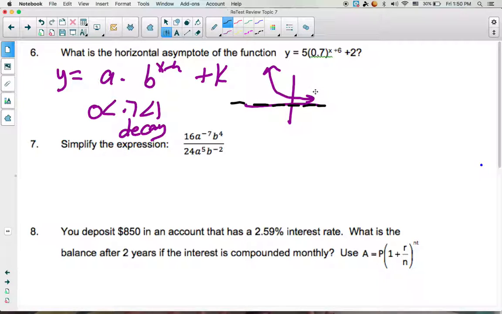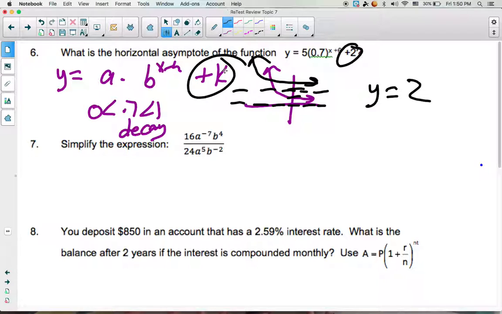So they ask us for the horizontal asymptote. Well, the k value of 2 moves the graph up or down. So if we were going to shift this up 2, the asymptote would move up 2. And then all the points would move up 2, and then they're going to move left 6. So you might have a graph that looks like this. So the horizontal asymptote is the line y equals 2. It will always be the k value of the equation when it is an exponential growth or decay function.